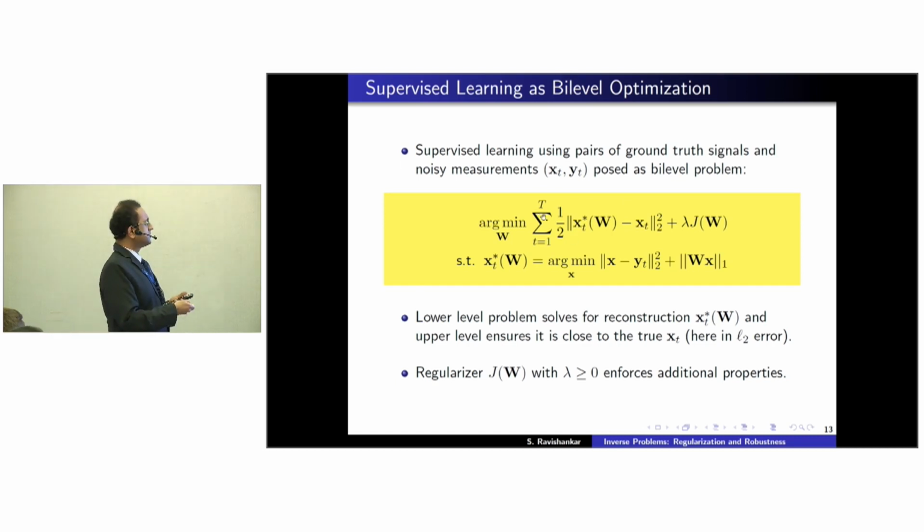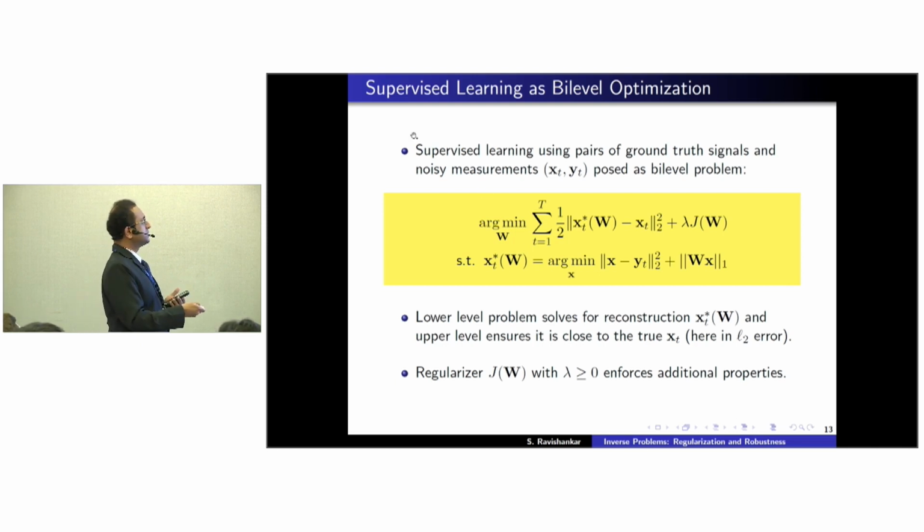If you stare at this problem, you can see that this is not a standard optimization problem. This is a bi-level optimization, because the loss function you're optimizing on the top depends on this quantity x_t star, which is coming from a different optimization problem. That's what makes it a bi-level optimization.